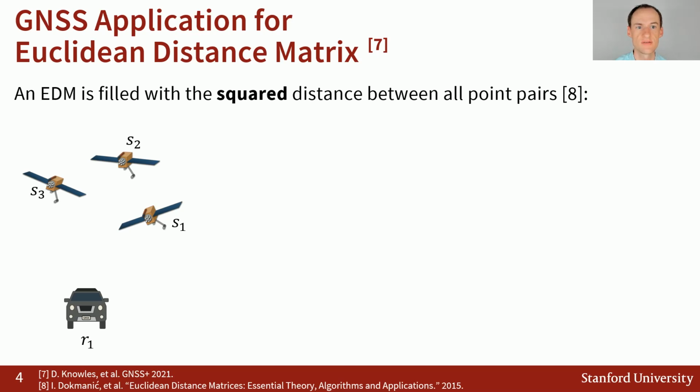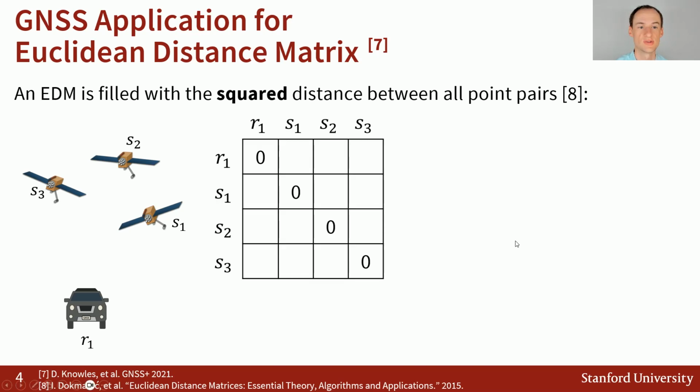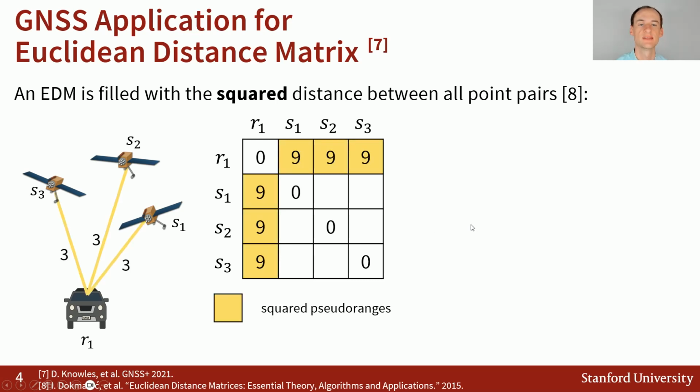To start this off, a Euclidean distance matrix is filled with the squared distance between all point pairs. For all pairs of points in a system, we create a matrix based off the squared distance between all of those. Say in our example we have a system comprised of 4 points, a receiver and 3 satellites. We create this matrix, and along the diagonal the distance between any point and itself is 0. Then say the distance between the satellites and the receiver all have 3 units. Then we fill in the matrix with 3 squared.